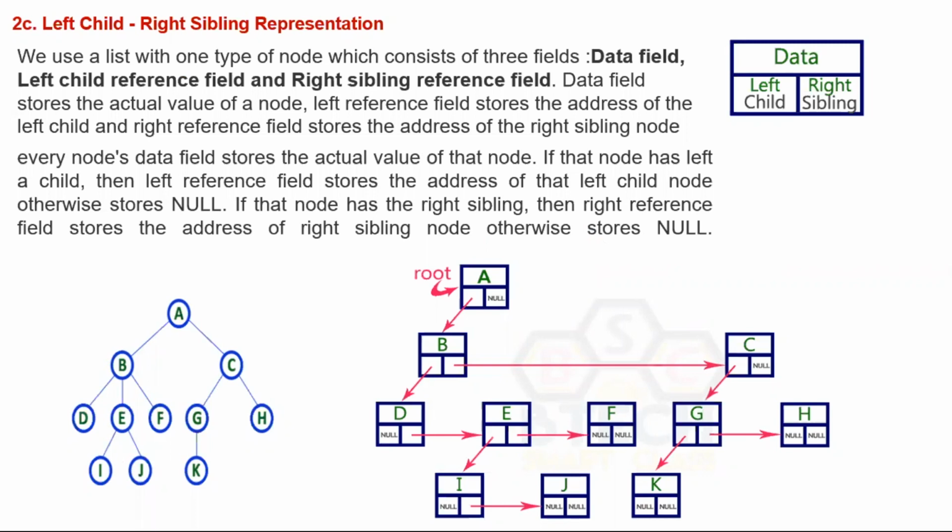This is another form of representing a tree using a linked list. It's called data, left child, right sibling. So here, B, the left child of B is D, right sibling is C. You see on the previous we use node, left child, data, right child, but here we use right sibling.